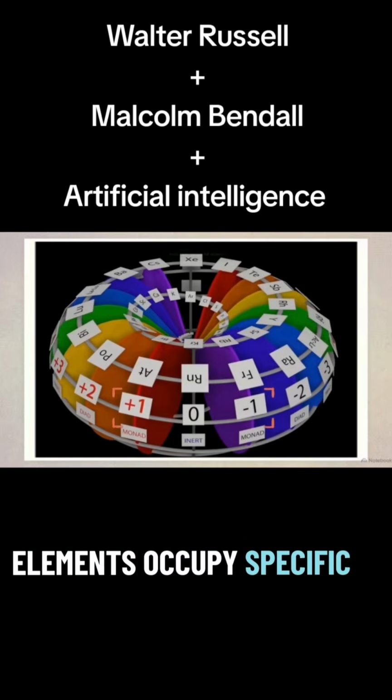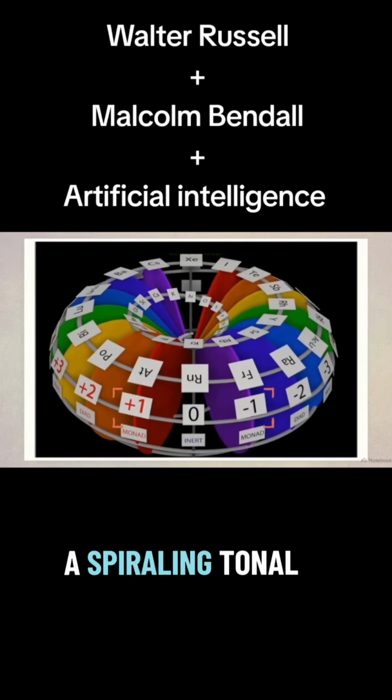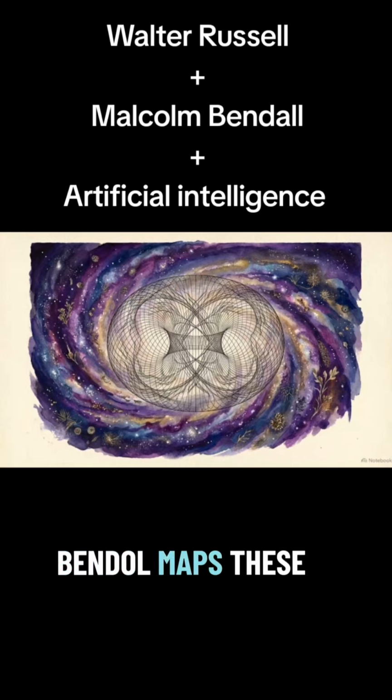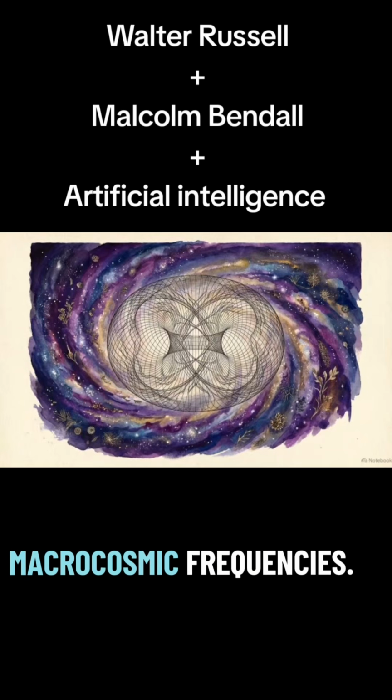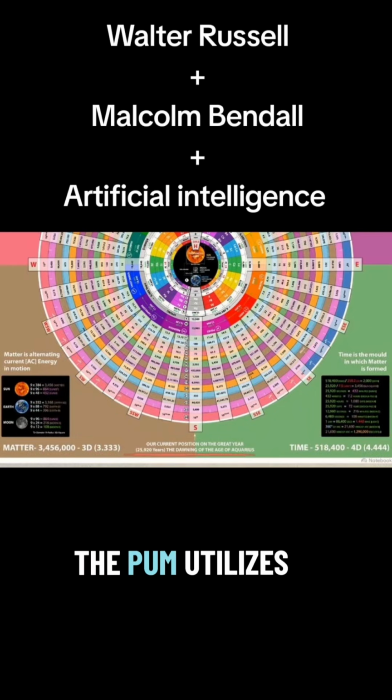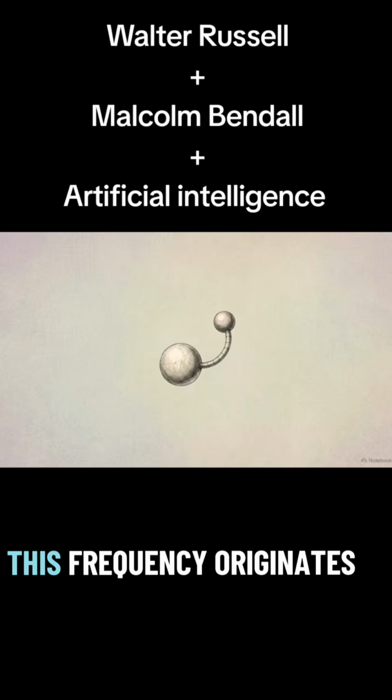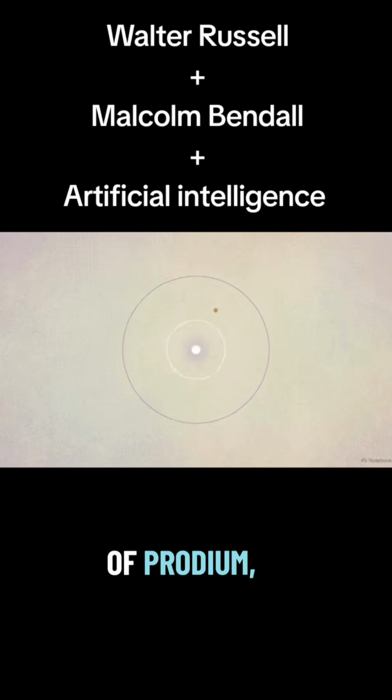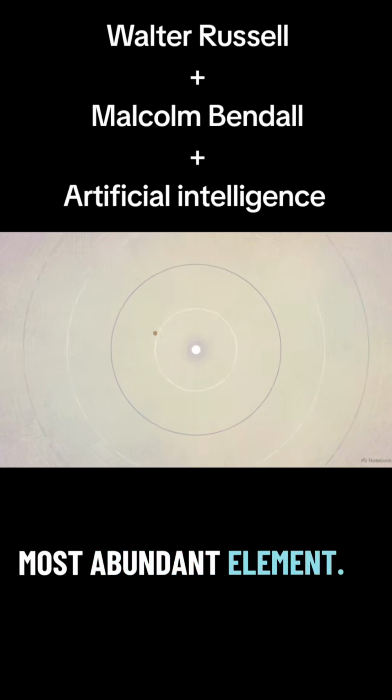Elements occupy specific pressure dimensions along a spiraling tonal octave. Bendel maps these tonal states to macrocosmic frequencies. The PUM utilizes the 25,920-year cycle of the Great Year as a constant. Bendel argues that this frequency originates from the resonance of protium, the solar system's most abundant element.